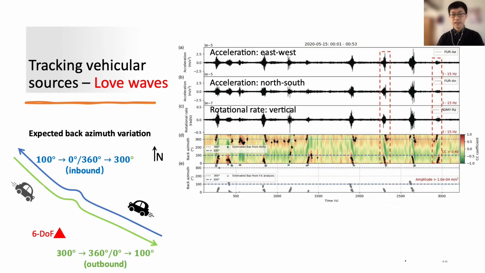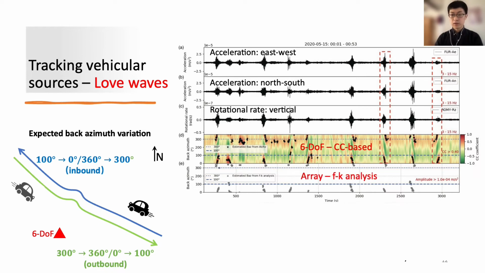From figure D and E on the right-hand side, we can clearly identify the expected bidirectional varying patterns from the estimated back-azimuth as a function of time. Note that we only keep the back-azimuth denoted by the black dots in figure D with a cross-correlation coefficient higher than 0.4, just to avoid some interfering signals with low signal-to-noise ratios.